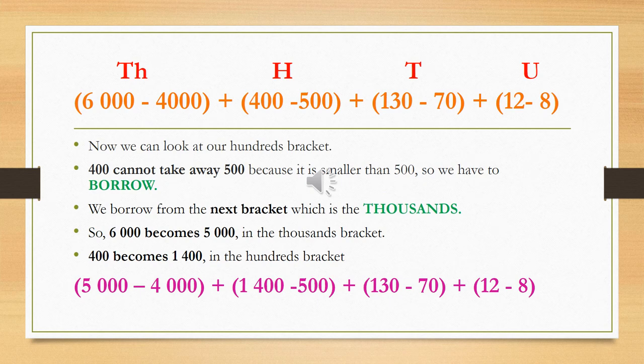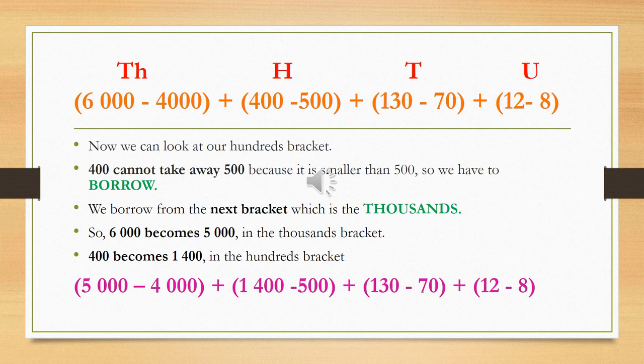Now we can look at our hundreds bracket, which says 400 minus 500. Now again, 400 cannot take away 500 because 400 is smaller than 500. So we have to borrow. We borrow from the next bracket, which is the thousands.